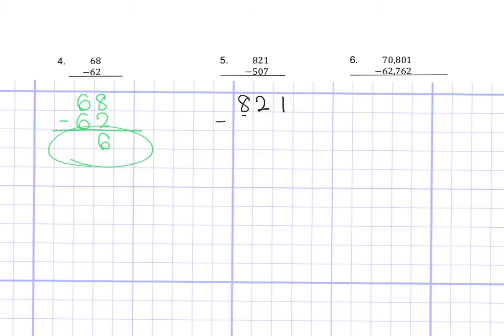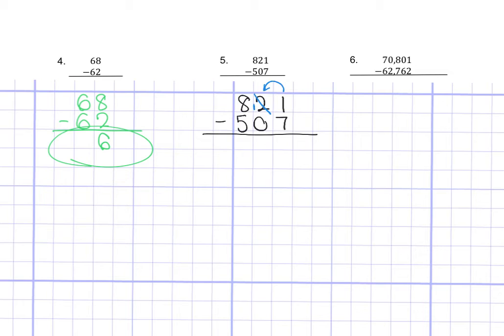821 minus 507. Okay. Immediately I have a problem because my kid comes to me and says, I need $7. And I'm like, no, man, I only have 1. I have $1 cash in my pocket. So I say, that's a problem. I need to go to my bank. I borrow from the 2. The 2 turns into a 1.